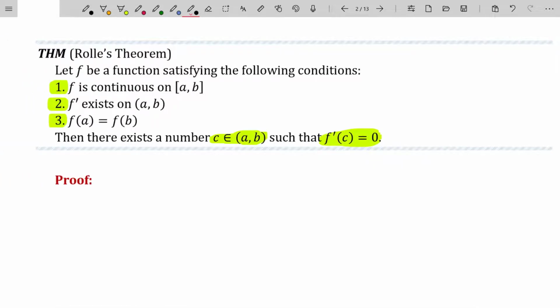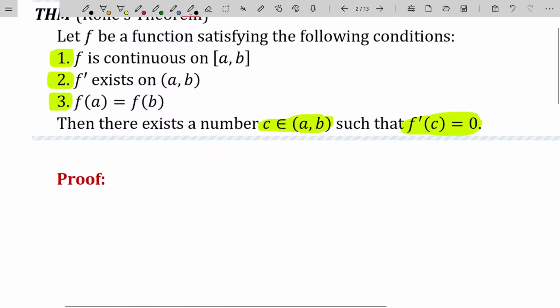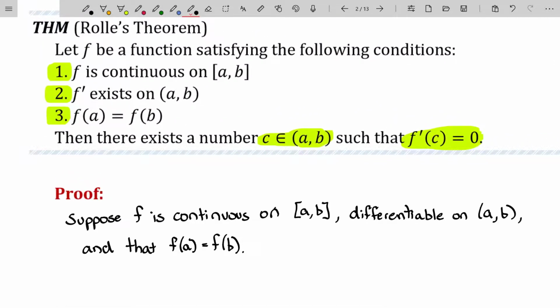When you go to work with Rolle's theorem, just the same as when we are going to be working with the mean value theorem, you must state to the reader that the function you're working with is continuous on the closed interval and differentiable in the open interval, and that the endpoints are equivalent. If you don't do that, you cannot use Rolle's theorem. Rolle's theorem requires those conditions to be in place. All right, so let's go into the proof.